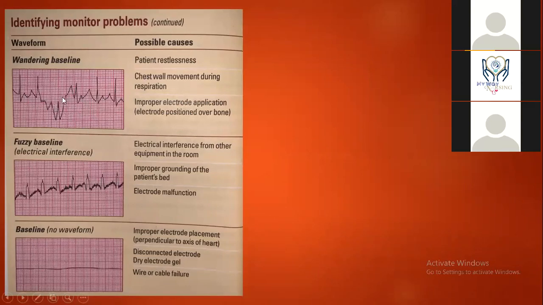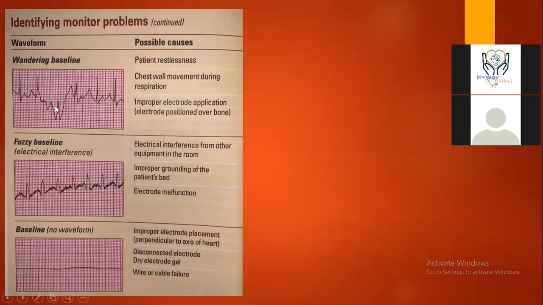For example, if we take the first one, it's wandering baseline. You think it's an abnormal ECG, but it's not abnormal. This is an artifact or a problem. The causes are chest wall movement during respiration or improper electrode application. Fuzzy baseline, the causes are electrical interference, improper grounding of the patient bed, and electrode malfunction. Okay? So all these are artifacts. It's not abnormal ECG. Here we have baseline, improper electrodes, discontinuous wire, cable failure, okay?